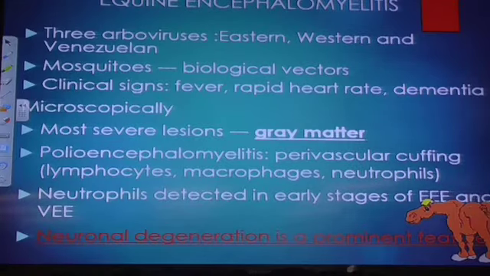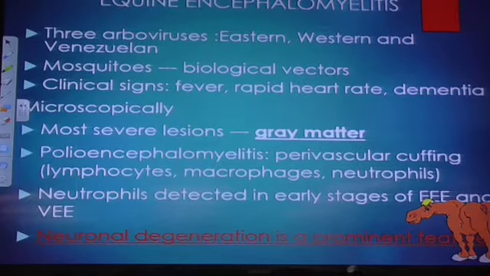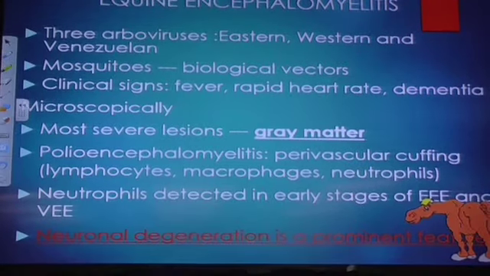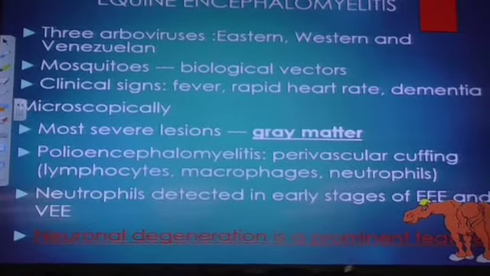You will see lymphocytes and macrophages in all three, but specifically triple E, the eastern form, is the one that you see neutrophils in your early stages of the disease. So if I see that, it's really not necessary for me to send it off for virus isolation, because I have an idea that it's most likely the eastern form of the disease.